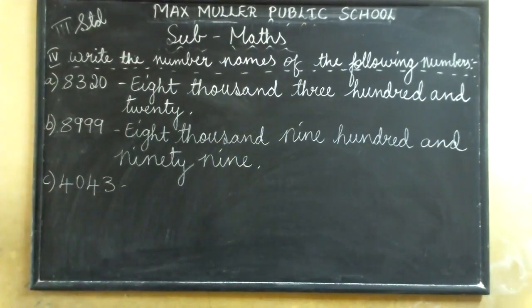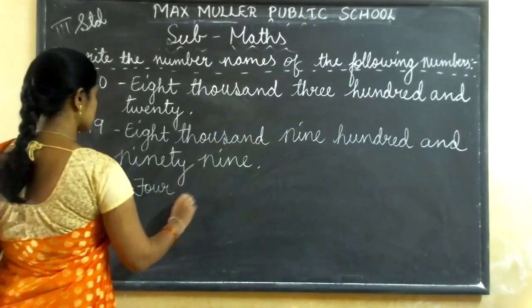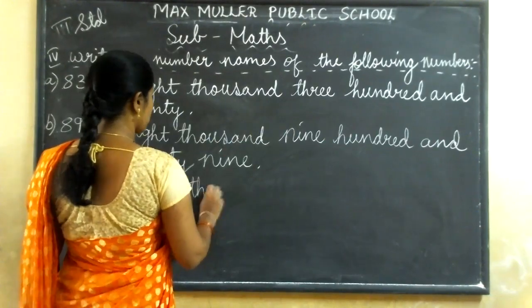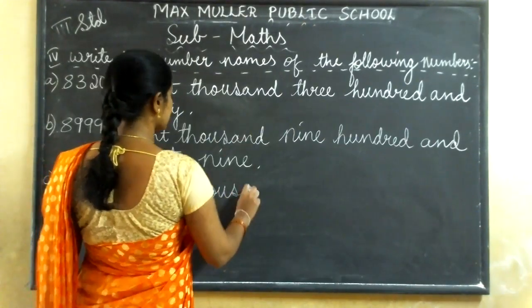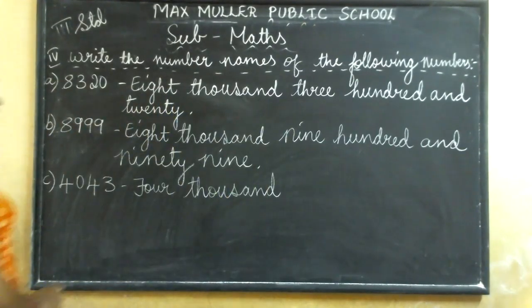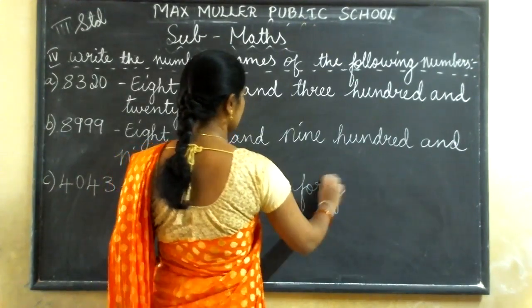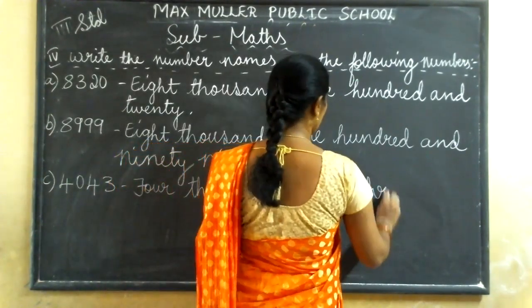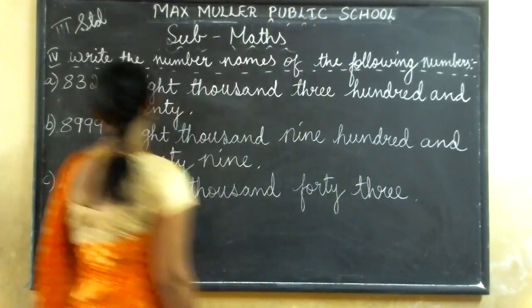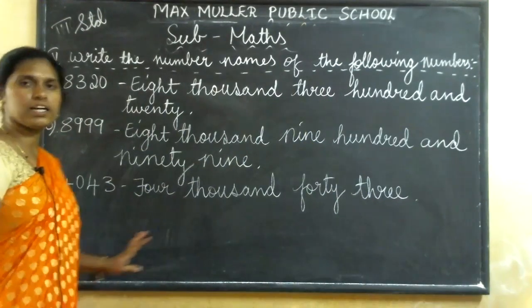Next, third one, 4,043. So how will you write this one? 4,000, FOUR, THOUSAND. Next, 43. 40, spelling F-O-R-T-Y. 3, T-H-R-E-E. 4,043. So, we will continue in the next class.